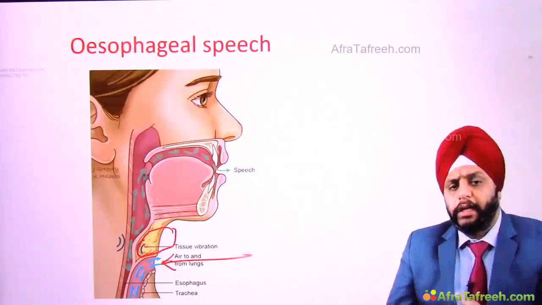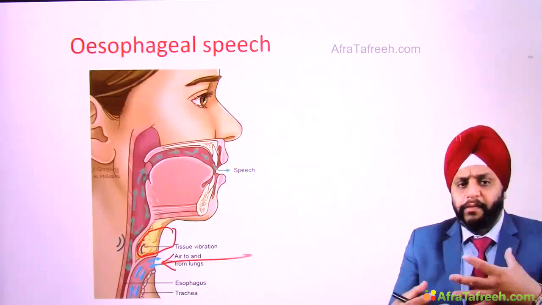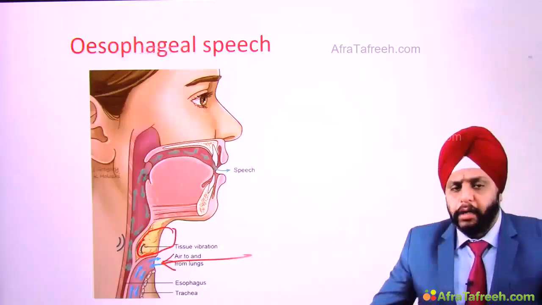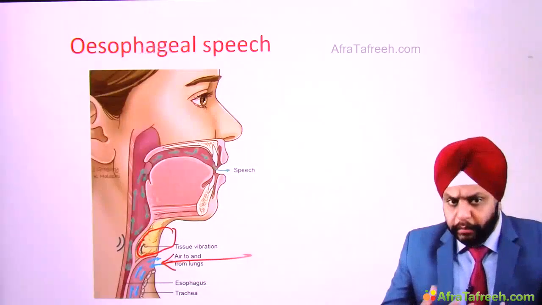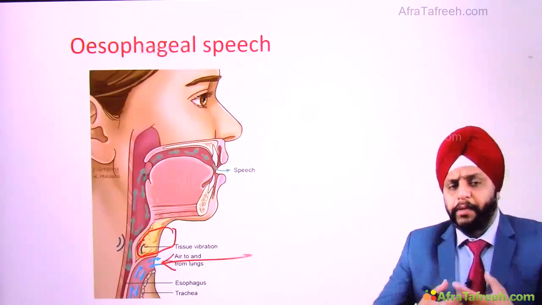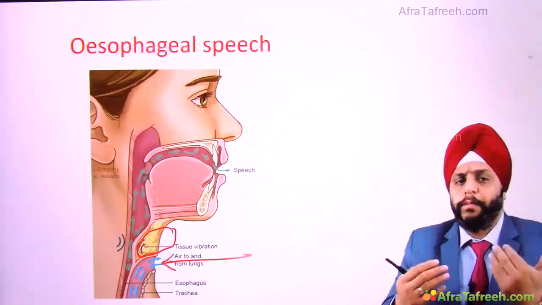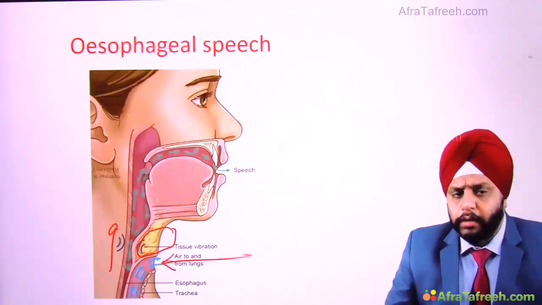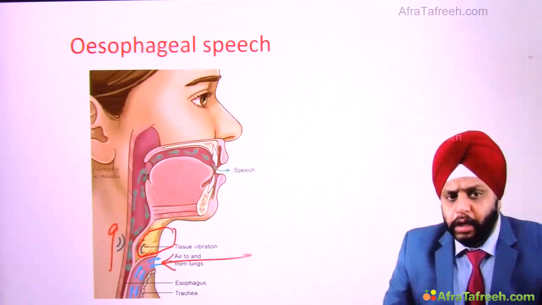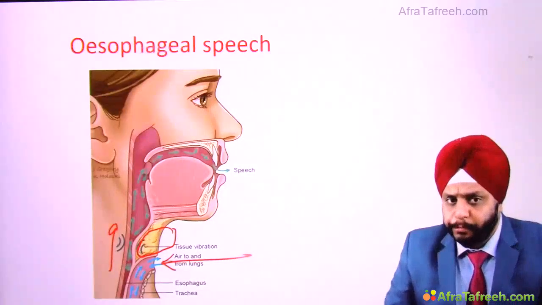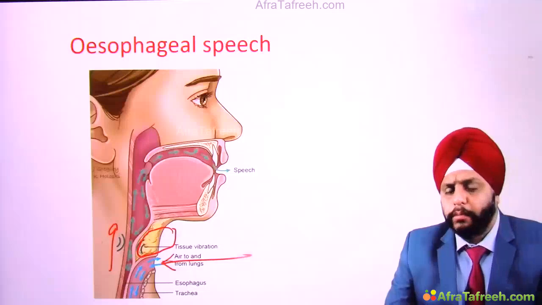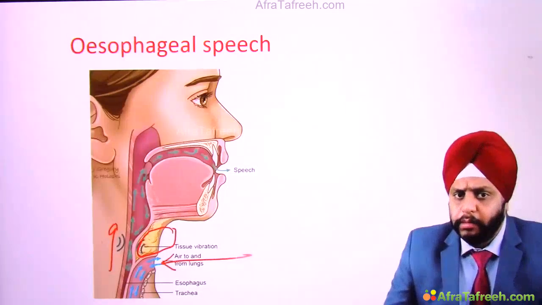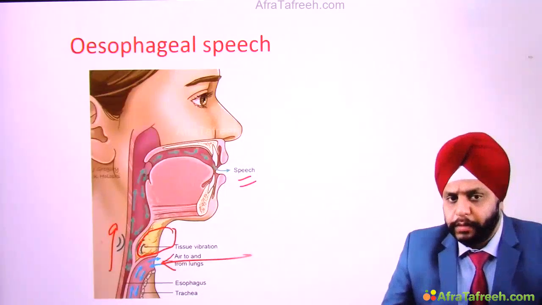So he collects the air in the esophagus. And then he pumps his chest inside. The thoracic cage, he pumps inside. The diaphragm goes up. This he has to learn by exercise. And when he pumps it inside, this air comes out with pressure. So when the air comes out with pressure, this vibrates the pharyngeal mucosa and is converted into speech. By the mouth, by the tongue, by the lips, the voice is converted into speech. So this is known as esophageal speech.